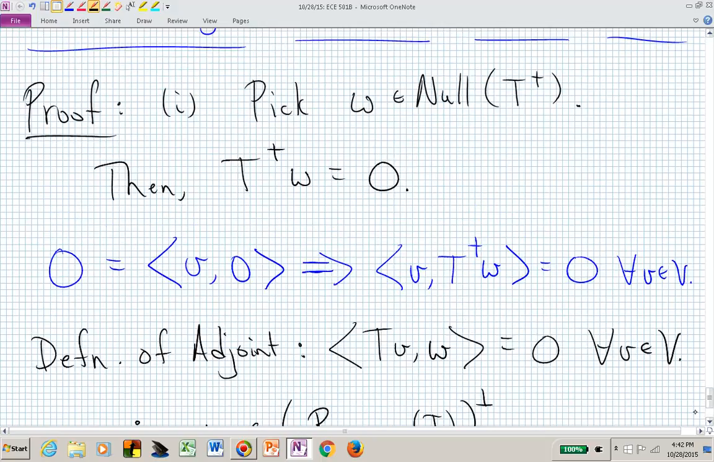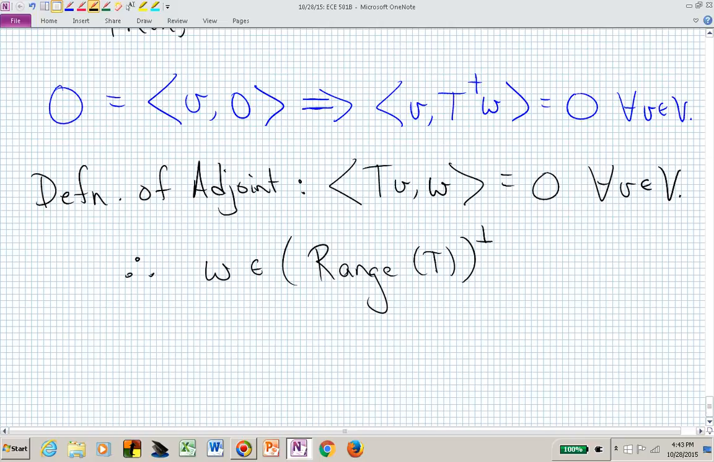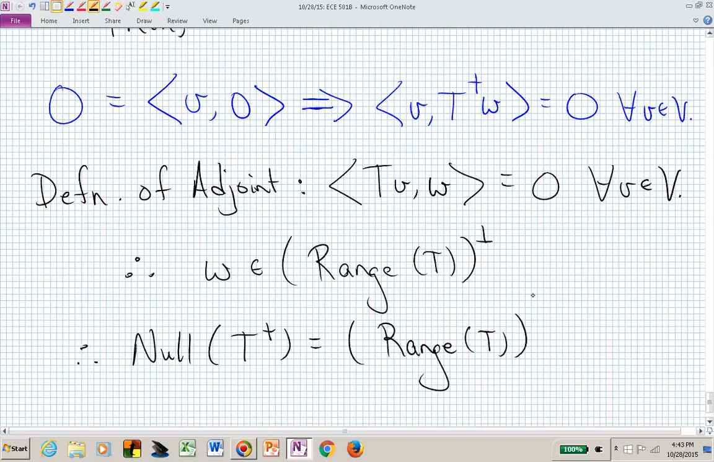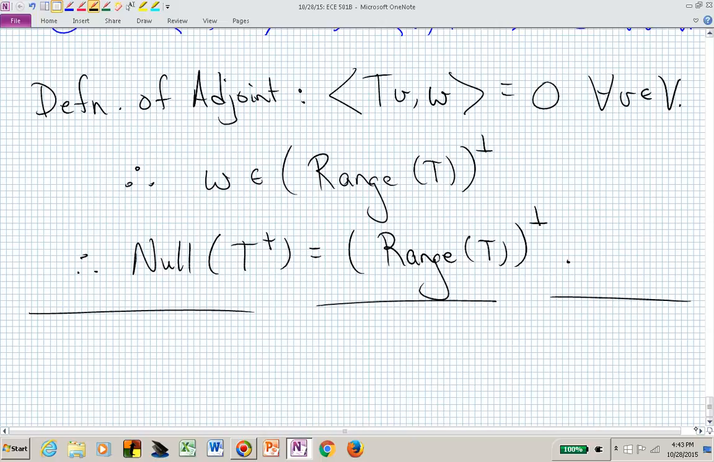But we arbitrarily picked W to be in the null of T dagger. We didn't have to make any special arrangements with W. It was all W in the null of T dagger. That then says that all of the null of T dagger is equal to the range of T's orthogonal complement. And that's the first statement in that proposition. We needed to show that the null space of T dagger was equal to the orthogonal complement of the range of T.